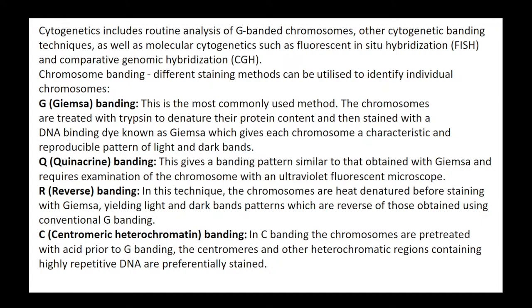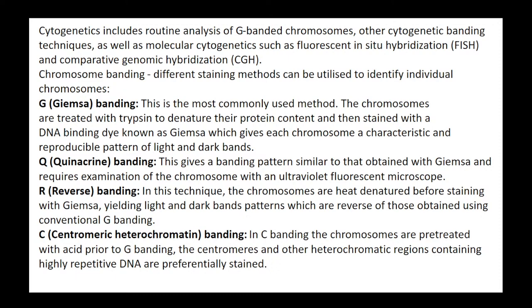The next group of cytogenetic methods are chromosome banding and molecular cytogenetics. Chromosome banding refers to different staining methods which can be utilized to identify individual chromosomes. There are 4 main types: G banding, Q banding, R banding, and C banding.